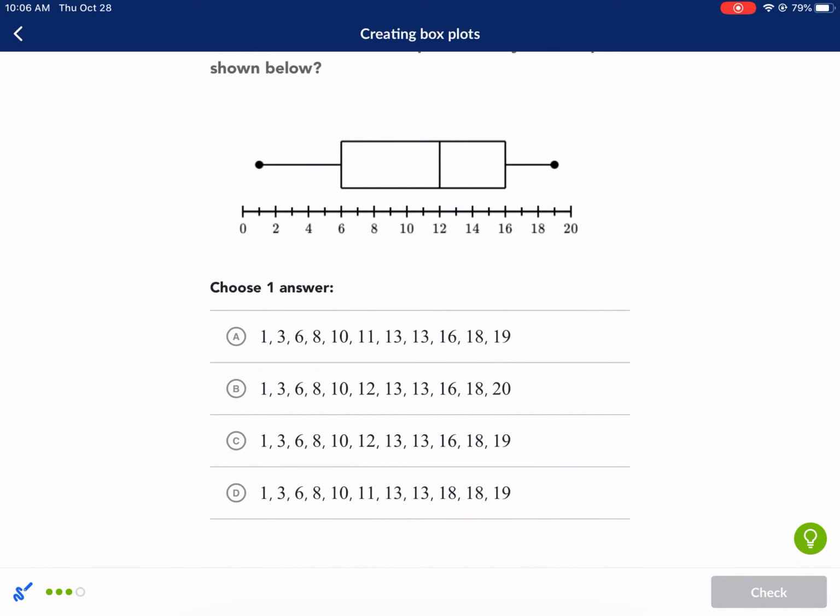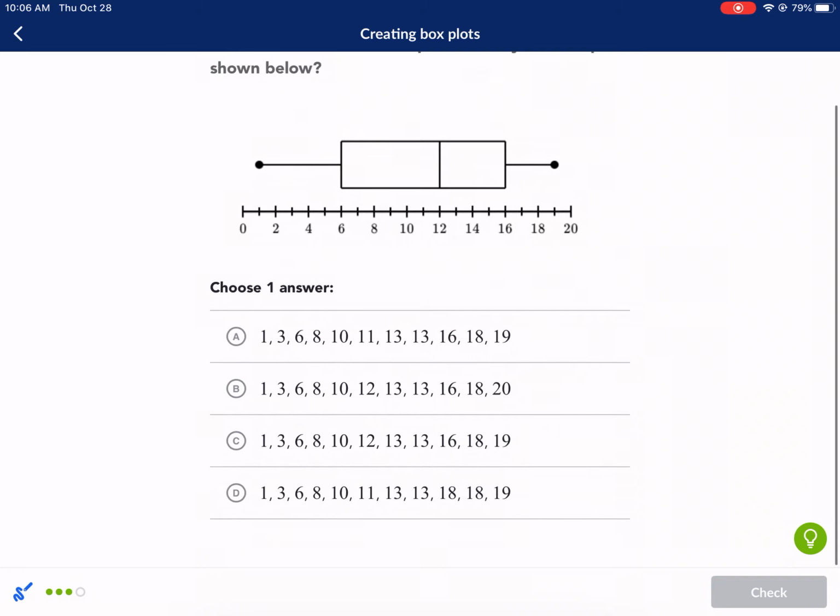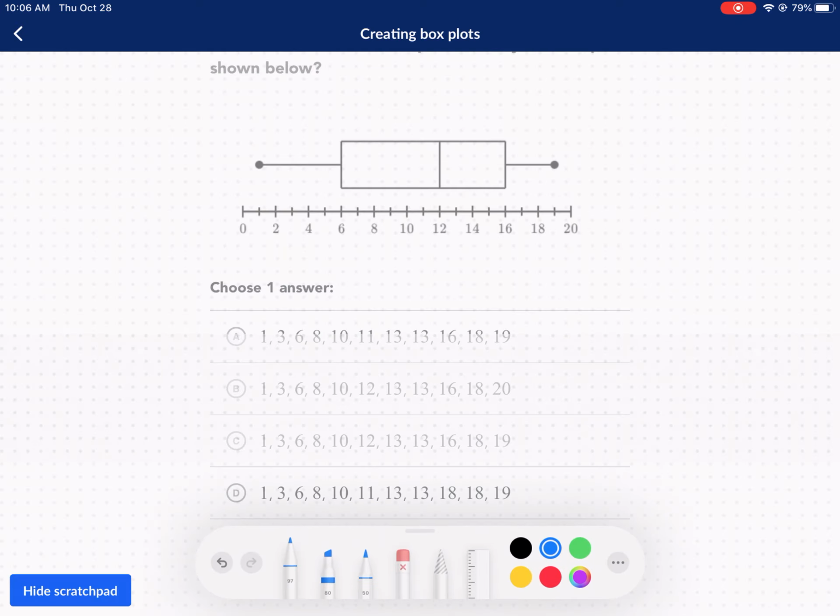Okay, next question. Which data set could be represented by the box plot below? Okay, min, max. So min is 1, max is 19. Looks like option B is wrong, so we're going to cross that one off. Now we need the median 12. How many numbers are there? So 1, 2, 3, 4, 5, 6, 7, 8, 9, 10, 11. Okay, so that means that the 6th one is going to be the median.